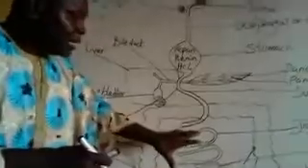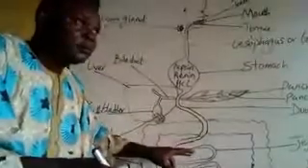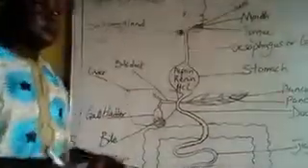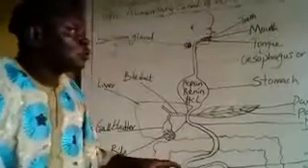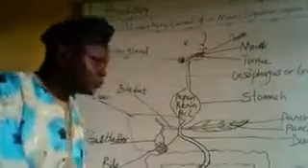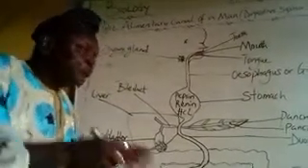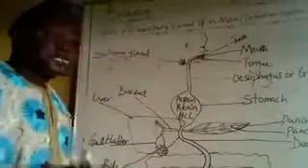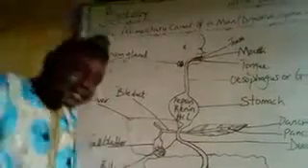Now that these enzymes have done a great job, what next? The end product of protein is amino acid. The end product of starch is glucose. The end product of fats and oil is fatty acid and glycerol. All right?